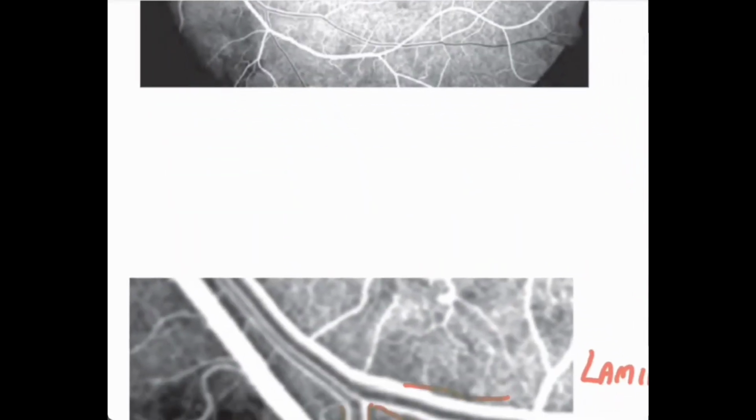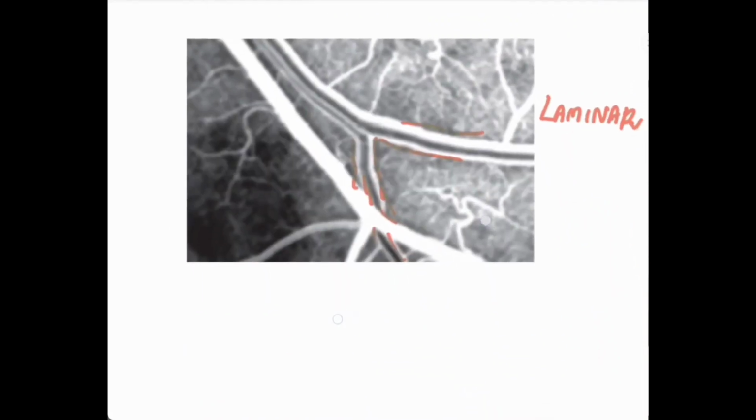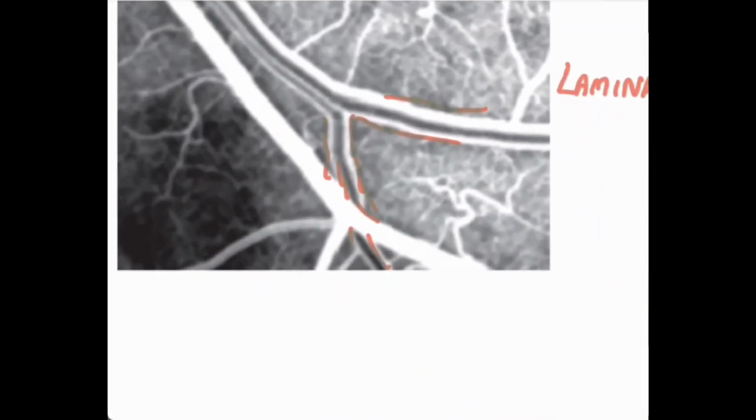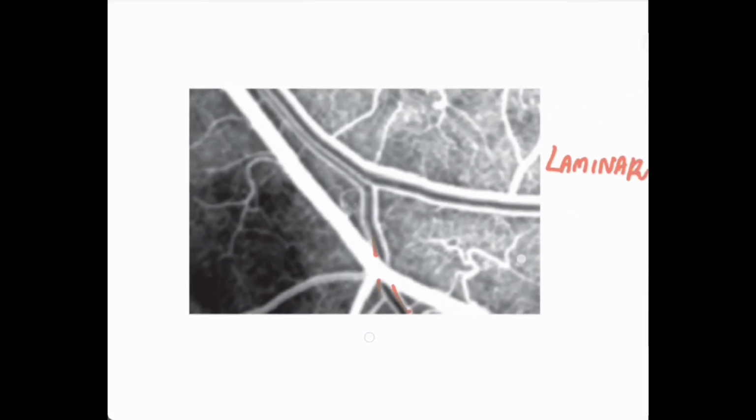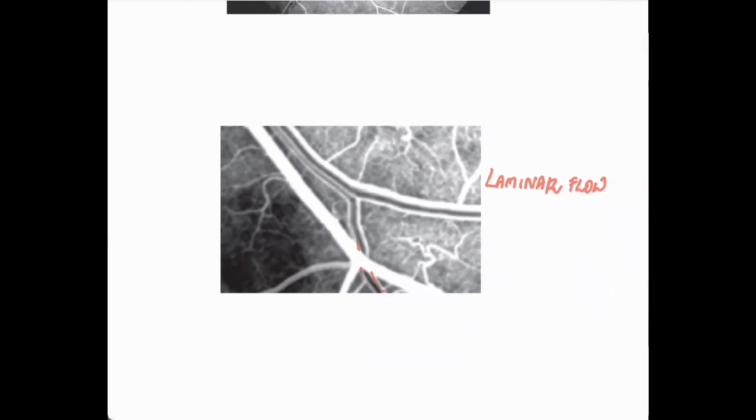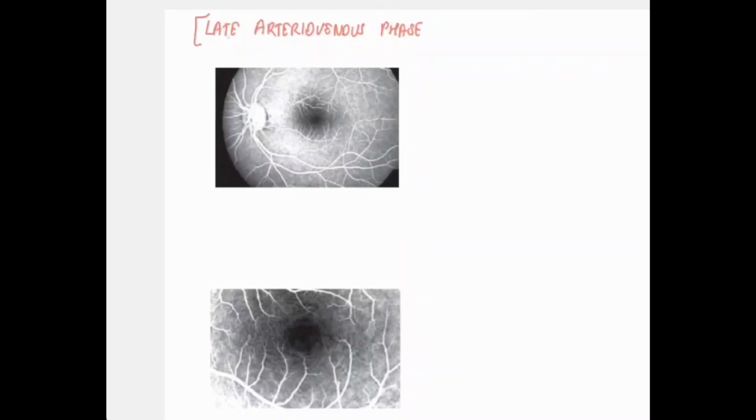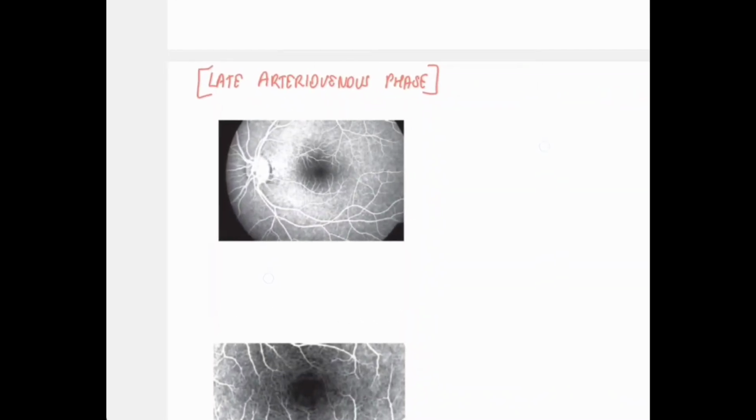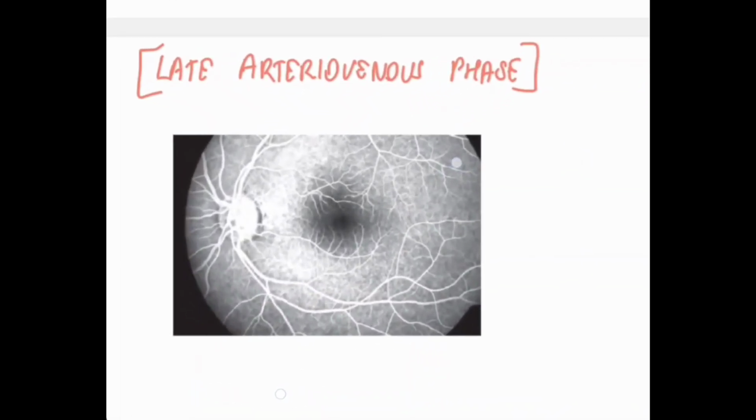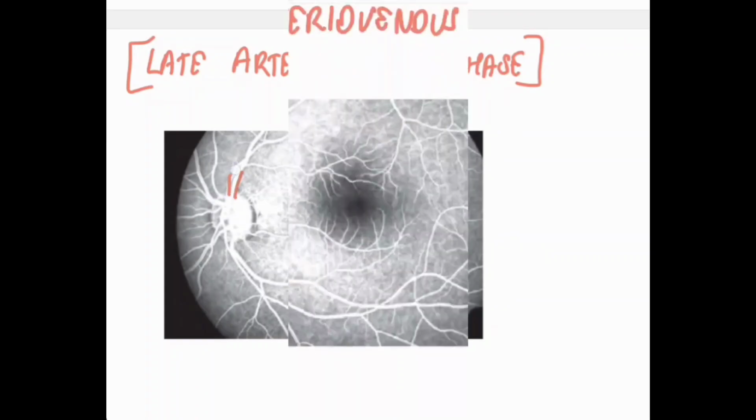Late arteriovenous phase. The magnified view showing the laminae along the walls of the tributaries joining to form a third central lamina, trilaminar flow in the proximal vein. Late arteriovenous phase. The dye completely fills the lumen of the vein.